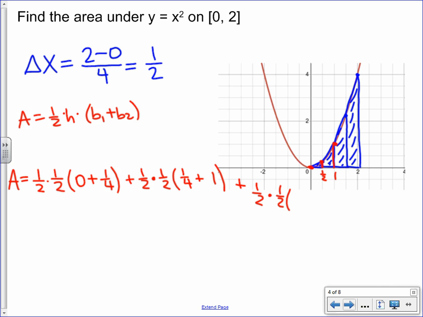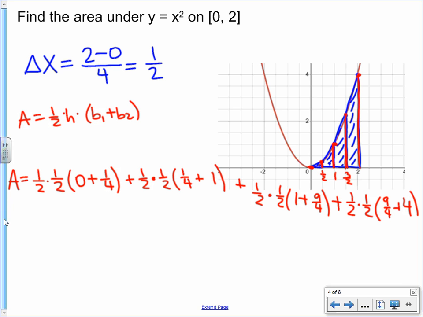So our next trapezoid, what is the first base? 1. And what's our second base here when x is 3/2? 9/4. And then our last trapezoid is 1/2 times the height times the sum of our bases. So our first base, 9/4, plus our second base, 4. And remember, we got all of those numbers from our function values, right? So that looks a lot more accurate. Now, what do you notice?